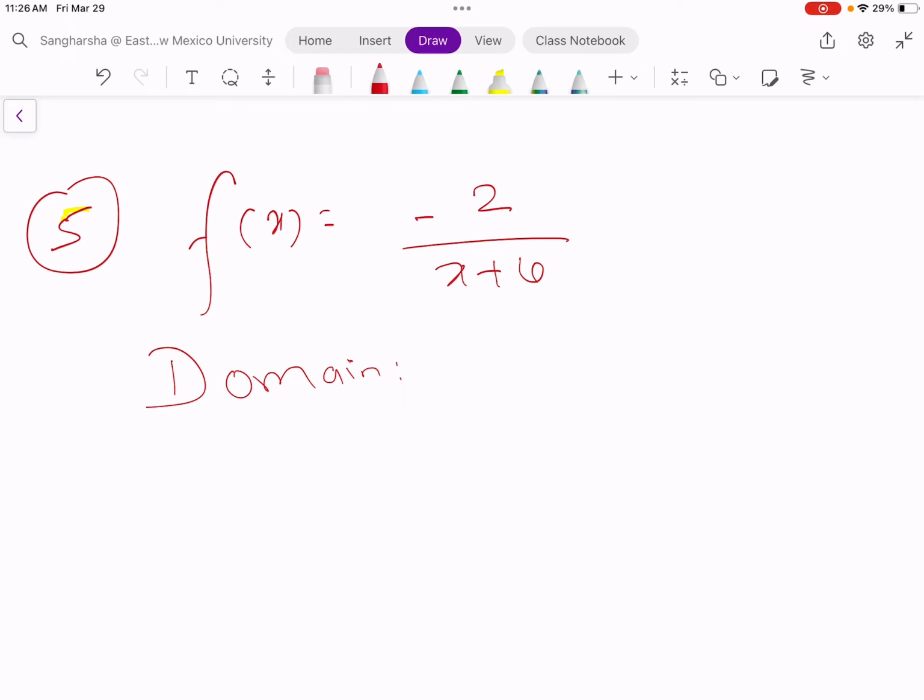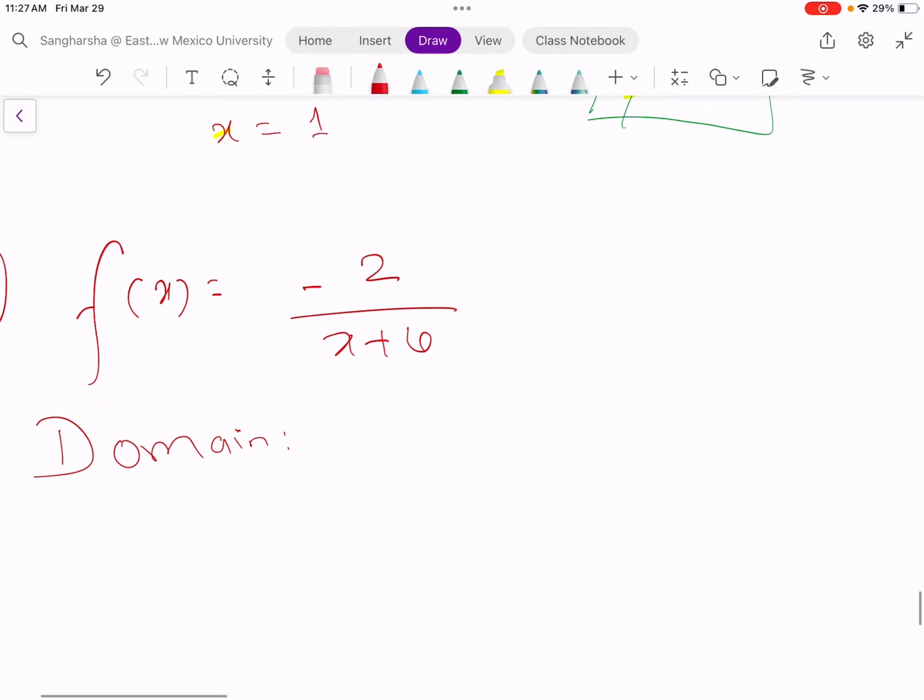We can't have 0 in the denominator, and here when our input is -6, we get 0 in the denominator. So -6 is not in the domain, but every other real number is. You find the number that makes the denominator equal to 0, and that number is not in the domain. So the domain is every number other than -6. Let's draw a number line, -infinity to +infinity. -6 is not in the domain, so we're going to have an open circle, but every other number on the left of -6 and on the right of -6 is in the domain.